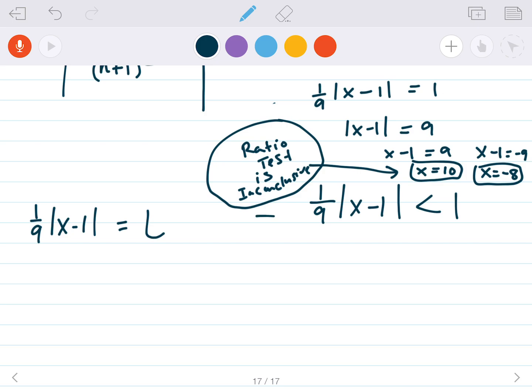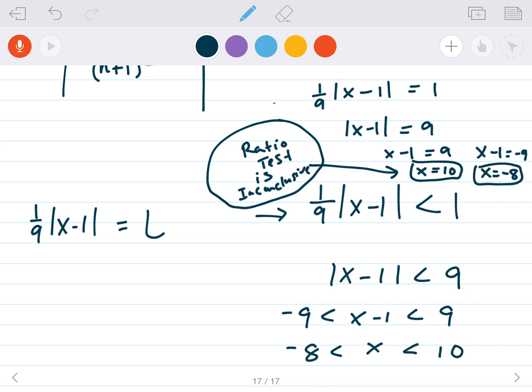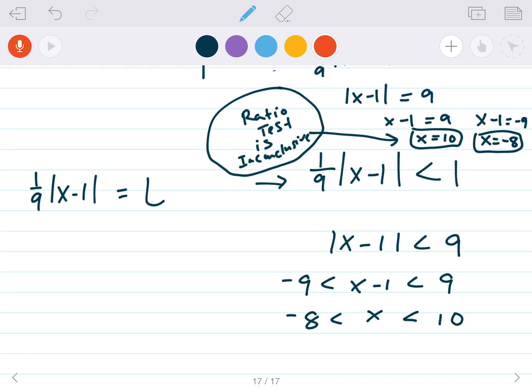Okay, so let's go ahead and work this out. Again, we're going to have absolute value of x minus 1 is less than 9, so x minus 1 is less than 9 but greater than negative 9. So x is greater than negative 8 and less than 10. Now, because the ratio test was inconclusive at 10 and negative 8, our question is, do we leave it like this, or do we put the little lines under it for our answer?